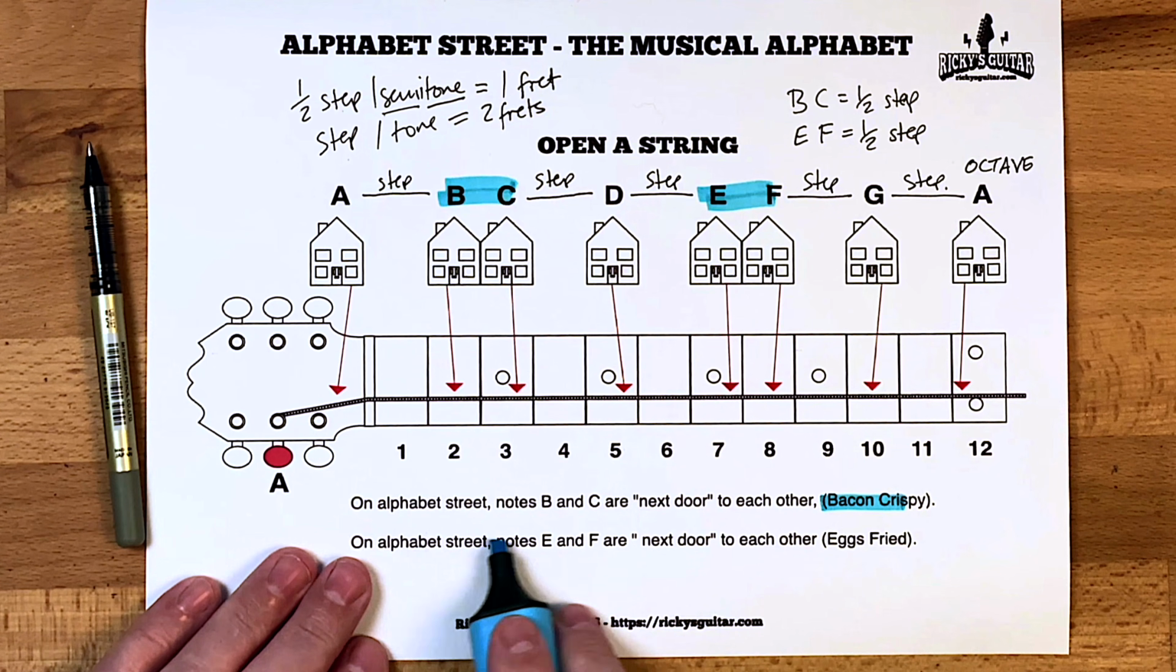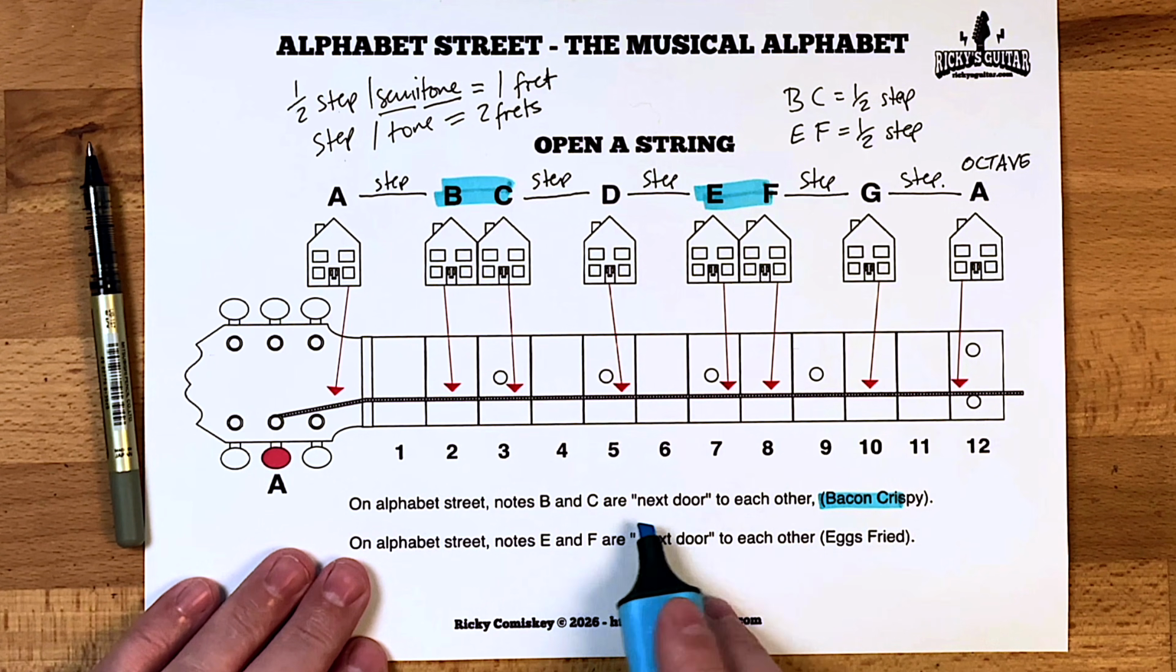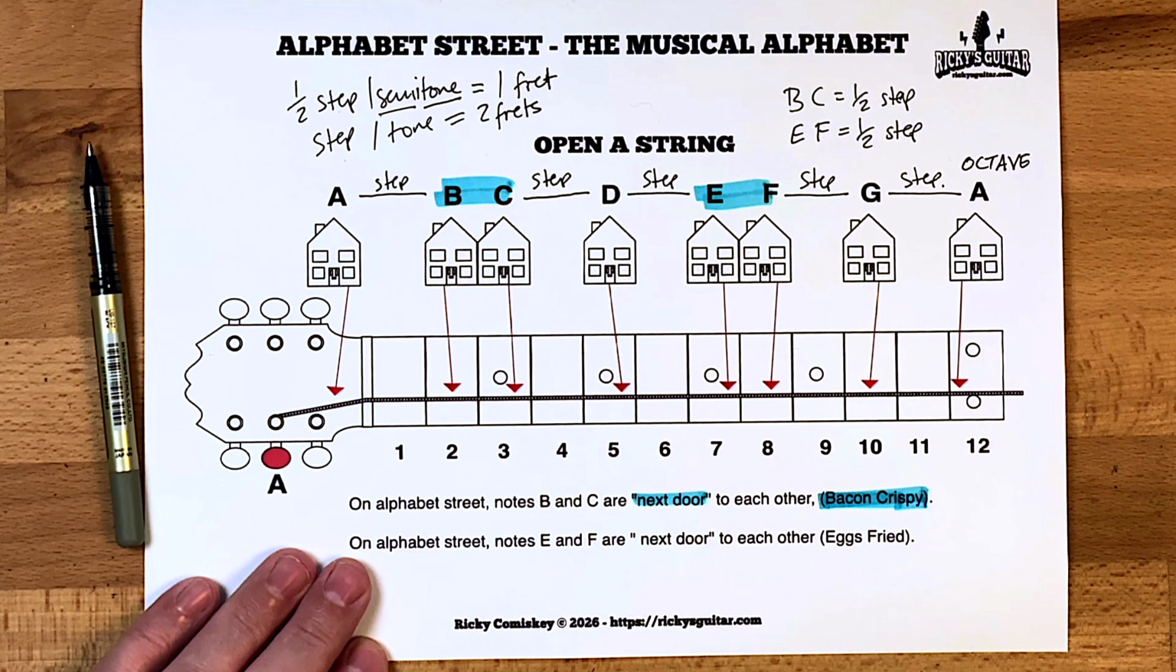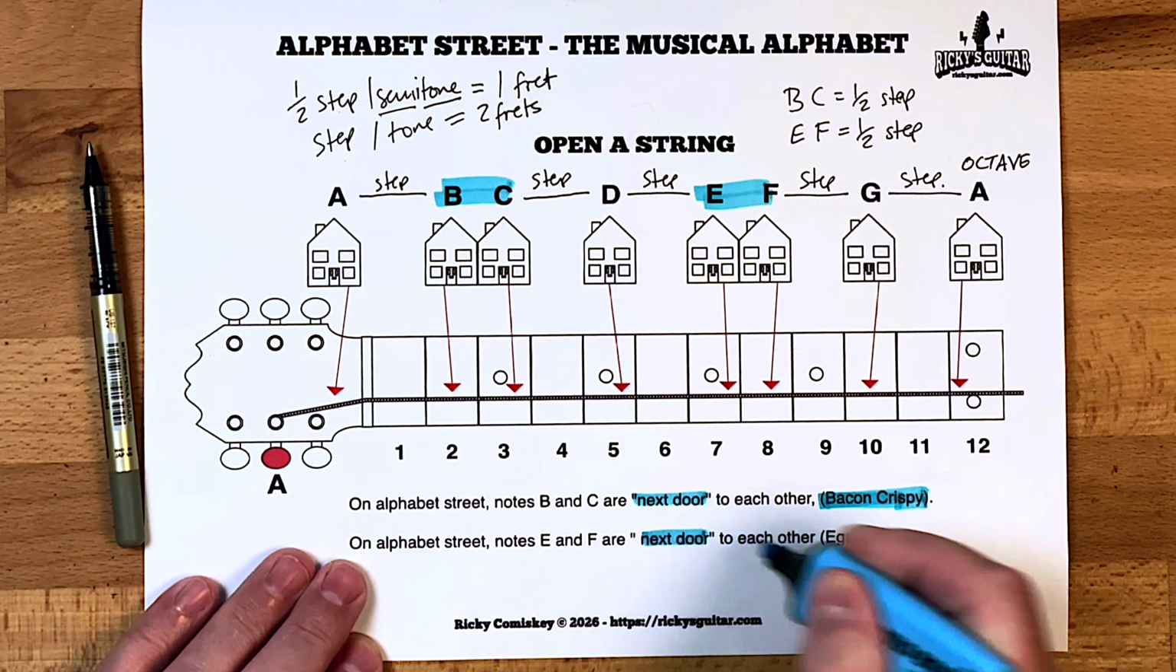So, on Alphabet Street, the notes B and C are next door to each other. And the way to remember that is bacon crispy. Now, this is just a way to memorize this at the beginning, guys. You will get rid of this in the end. We will just get to the point where you know B and C are next door to each other and E and F are next door to each other.